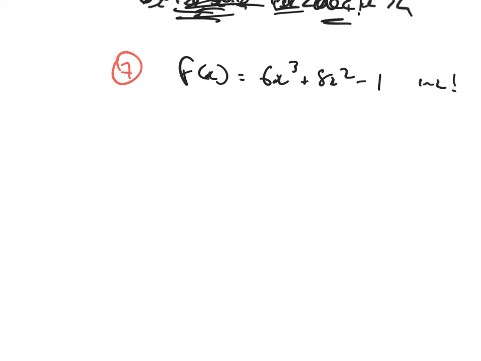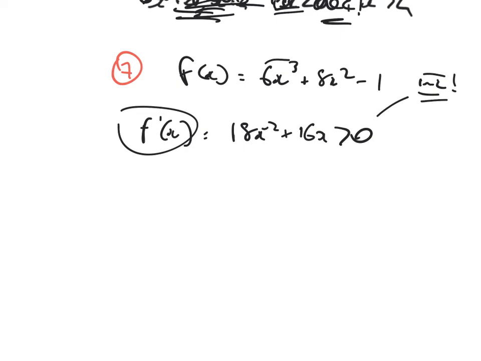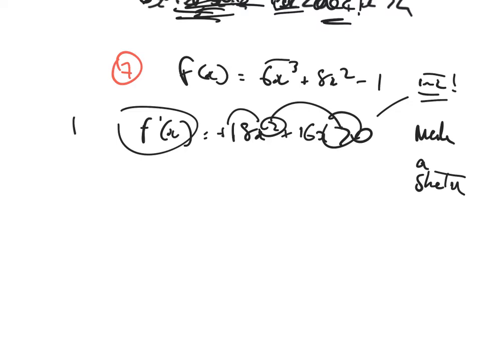Okay, we're going to find where the following function is increasing, the function being f of x equals 6x cubed plus 8x squared minus 1. First of all differentiate to get 18x squared plus 16x, increasing meaning that its gradient is greater than 0. Again, that is a quadratic inequality, so I must make a sketch. Okay, so it's a positive x squared, therefore it's concave up.